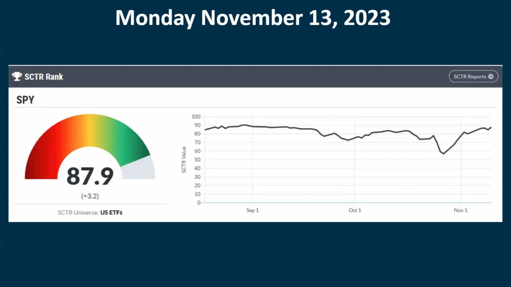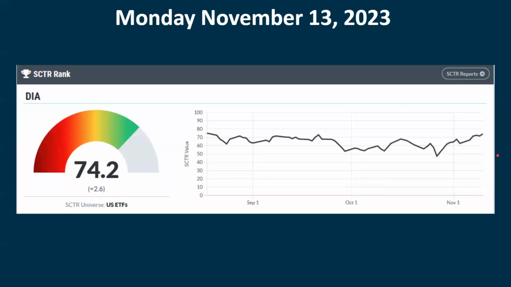In second place is the S&P 500 as represented by the SPY. That's the ETF. We also call it the spiders. It's coming in at 87.9. Then in third place is the diamonds, or are the diamonds? Not sure. DIA. And that is the Dow. That's the ETF that follows the Dow Jones Industrial Average. And it's coming in at 74.2.